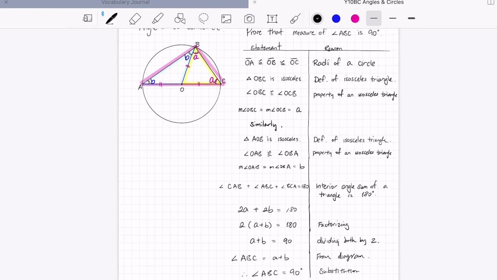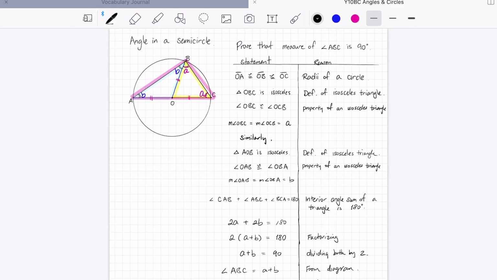Okay. So that's the proof of the angle in a semicircle theorem. It's quite long, and when we first do it, it's going to be really, really long, but you're not going to do this every time. We have less than 10 circle theorems to study, and for all of those, we're going to prove in a similar manner.